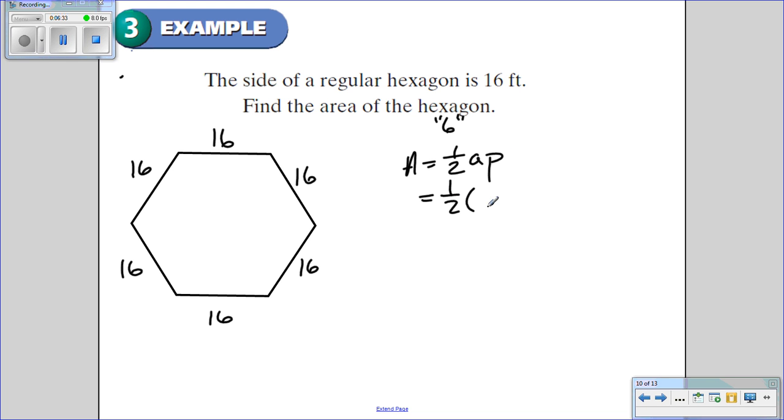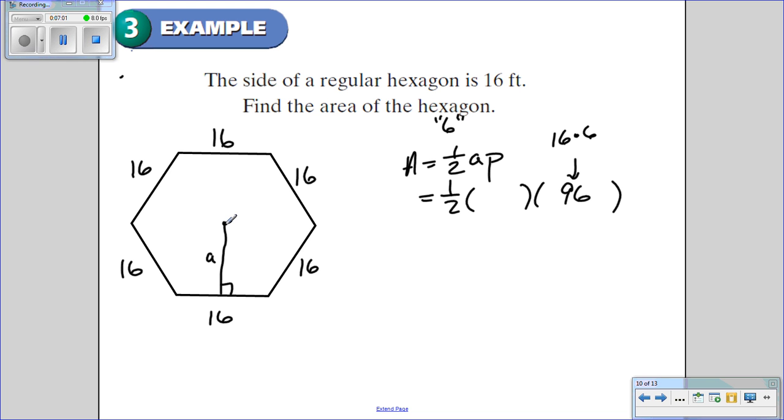The apothem, which is from the center down to the side, perpendicular with that side, is an unknown value. I'm going to have to figure out how to get that. The perimeter is the number of sides times the side length. So the side length is 16, and there are 6 sides. So 16 times 6 would be 96 for the perimeter. The only thing I have to find here is the apothem.